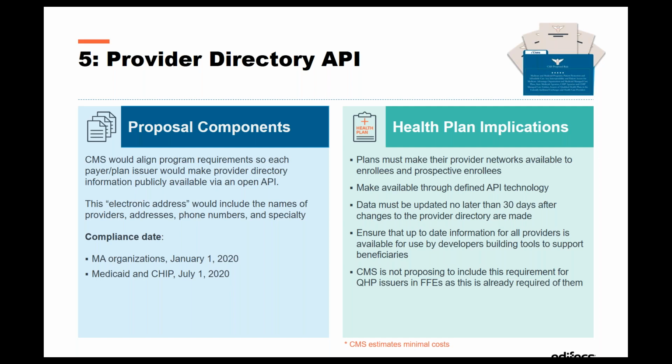It has to be available through a defined API, which are defined in ONC. Data must be updated, as said, pretty quickly. Ensure that the information for providers is available. So this information is a community, meaning the developers need to have support so they can support the beneficiaries.